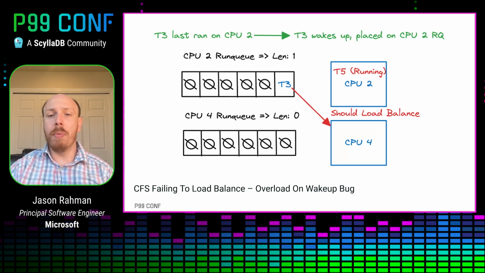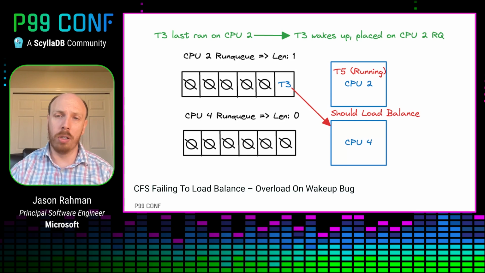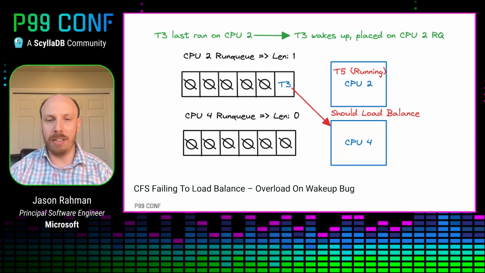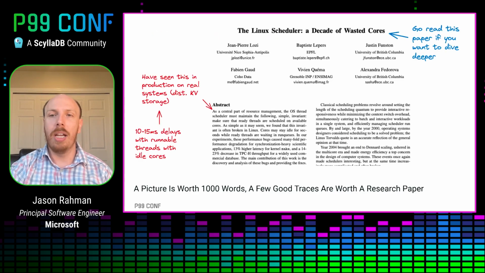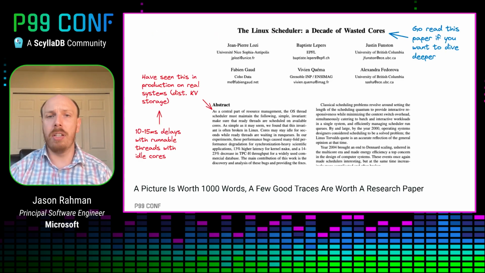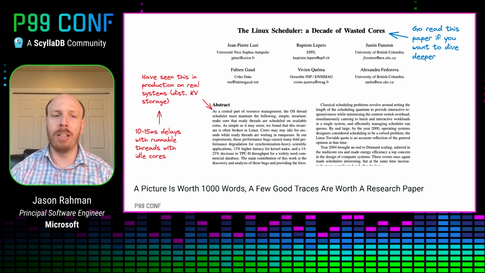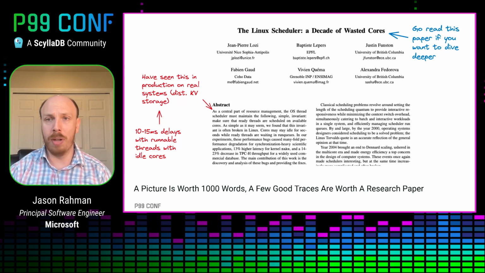And what we would like to have happen is we actually would like to have task 3 migrate and be load balanced over to CPU 4, which is now idle after a short amount of time. However, what we're observing here is that the completely fair scheduler is not actually load balancing. So this is what's called the overload-on-wakeup bug. And this is actually a known bug. And this is something that the completely fair scheduler in Linux is known to have problems with.